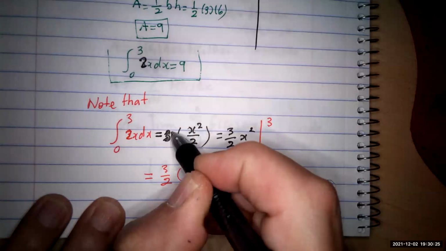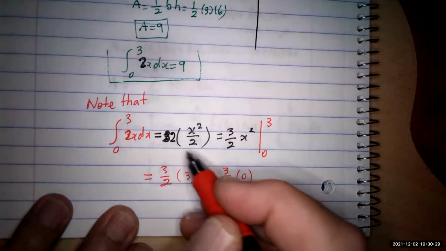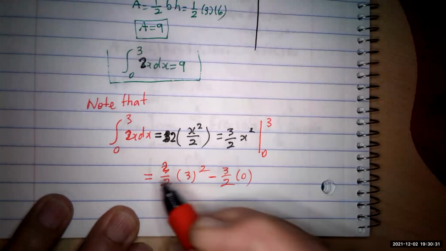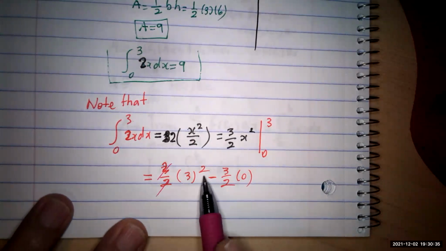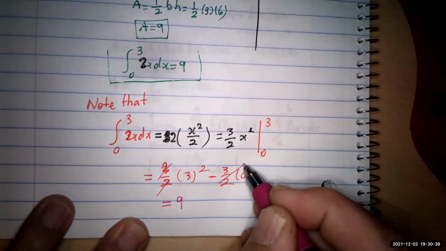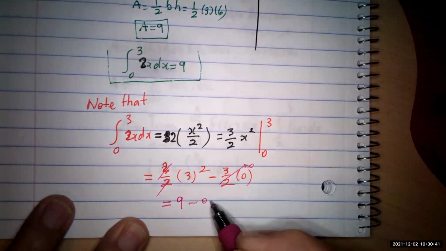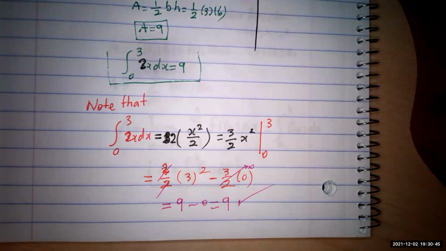Okay, this would be 2. So what we have is 2 over 2, so this can be canceled out. 3 squared would be 9, and this would be 0. So it's going to be 9 minus 0, which is equal to 9. So we get the same answer.